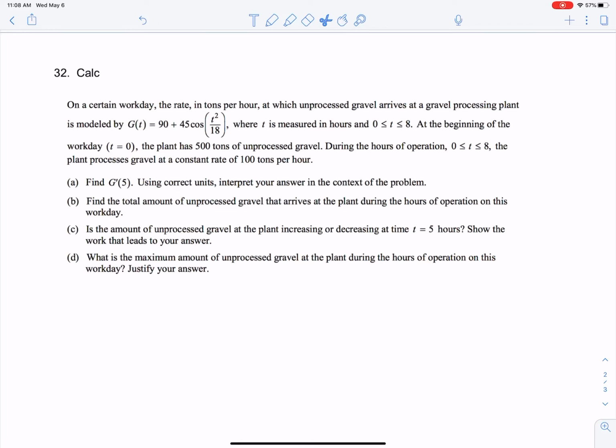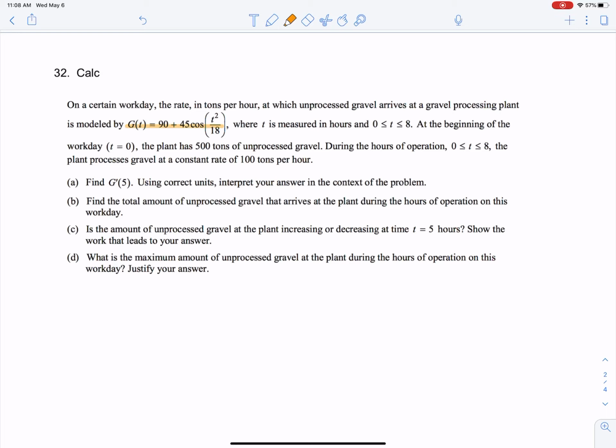Okay, let's look at number 32. On a certain workday, the rate in tons per hour at which unprocessed gravel arrives at a processing plant is modeled by this. So, just a quick note, this is a rate, right? This is some sort of velocity function, always important. Okay, and that's the amount going into this processing plant, where t is measured from time 0 to 8 at the beginning of the workday.